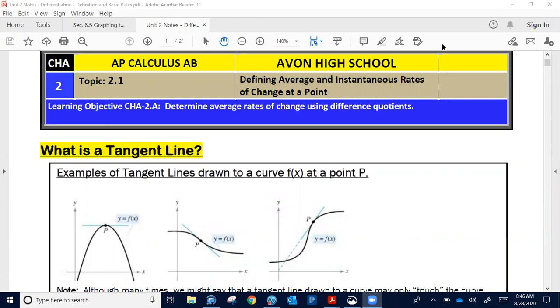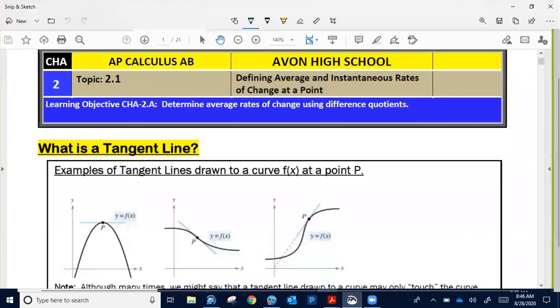Today, we're going to introduce Unit 2 and specifically Topic 2.1. Unit 2, as we progress through it, is all about something called the derivative. And we'll find that the derivative is a way that we can find the rate of change, which is another way of saying the slope of something. So if I see rate of change, I always think about slope. Rate of change equals slope.